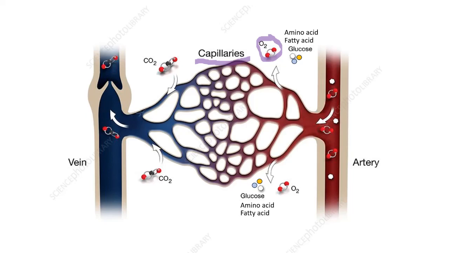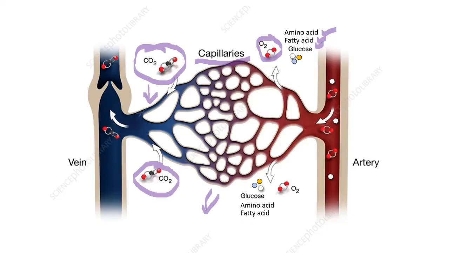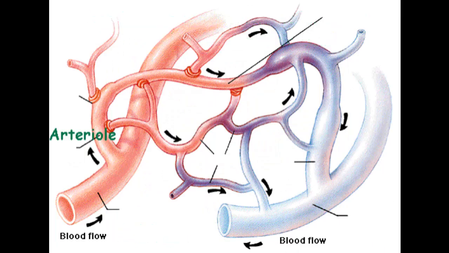So capillaries facilitate the diffusion of oxygen from the blood into tissues and the diffusion of carbon dioxide from tissues into the blood. Nutrients such as glucose, amino acids and fatty acids pass from the blood into tissues. Waste products. Metabolic waste such as carbon dioxide and urea move from tissues into the blood to be transported away for elimination. They also help in fluid exchange and regulation of blood flow.